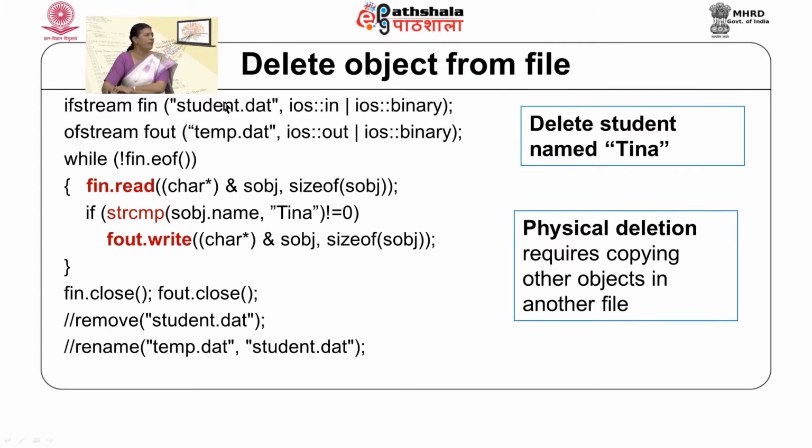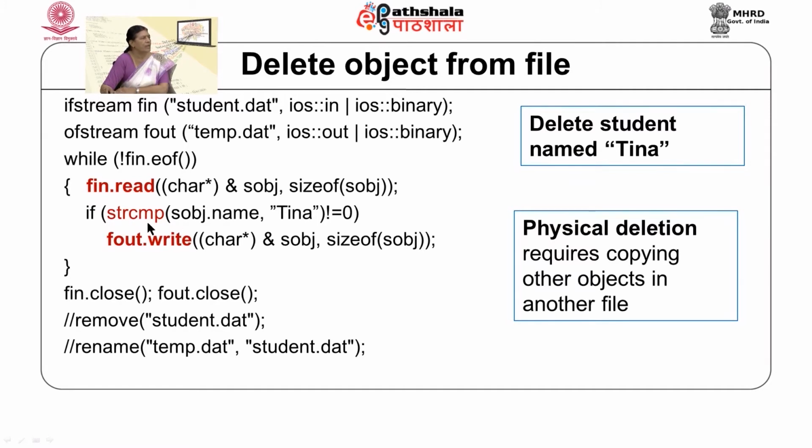So, open the input file and open the file where the remaining records are to be written. So, here we have opened the file named temp.dat. So, temp.dat will have all the records except the record of Tina, which is to be deleted. So, start reading the input file till end of file. So, fin.read into as obj at the starting address of as obj, and how many bytes are to be read is sizeof as obj.